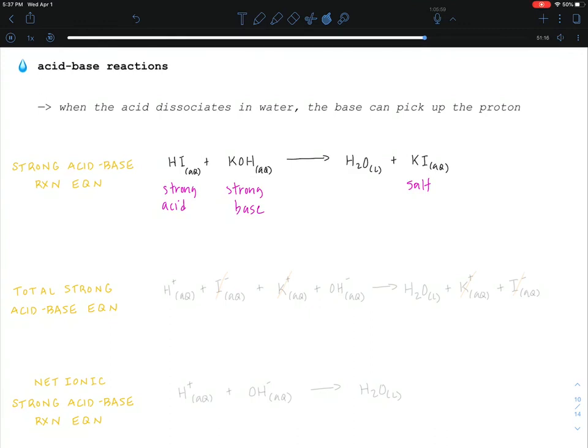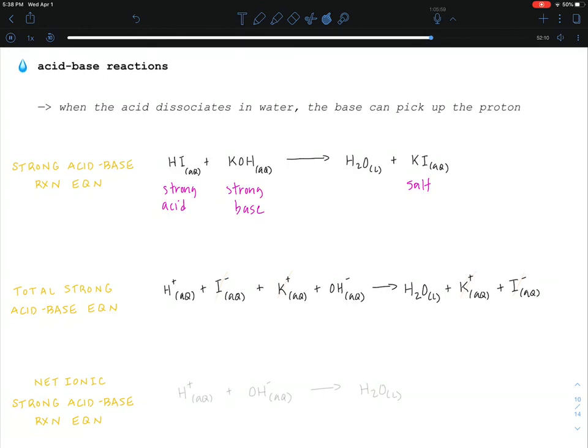So the total equation for our strong acid-base reaction, again, I'm just going to break up all the players here. I've got what? A source of a proton, aqueous. I have the iodide anion, also in solution. I've got a strong base, so that's going to completely dissociate. So potassium, aqueous, hydroxide, aqueous. And on the other side, what do I have? Water in the liquid phase. And I've got the potassium ion in solution and the iodide anion in solution.